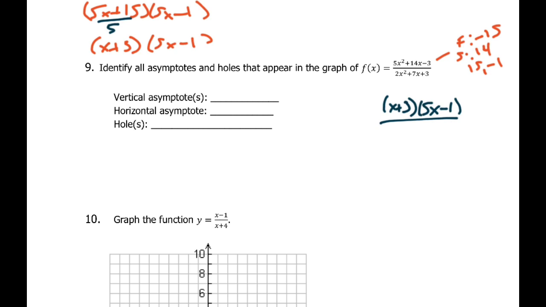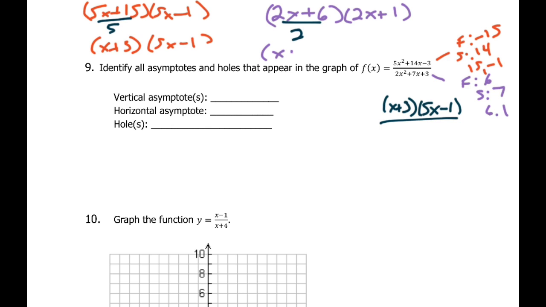For my denominator, this is also a SAM. So the bottom will also be a SAM, so we multiply the 2 times 3. So we're finding factors of 6 that have a sum of 7, which would be 6 and 1. So this would factor into 2x plus 6 and 2x plus 1. And then again, we can reduce the first parenthesis by 2. So we'd end up with an x plus 3 and a 2x plus 1.